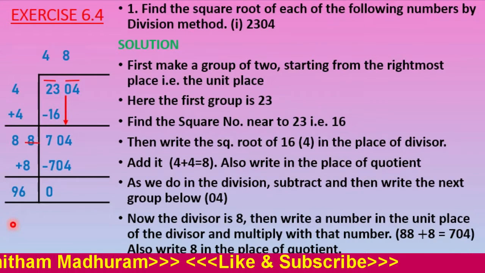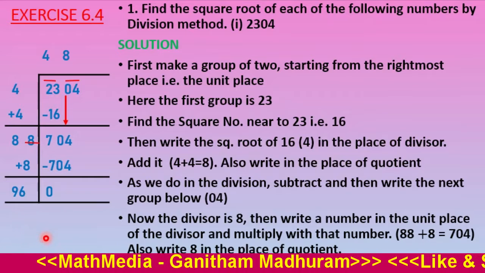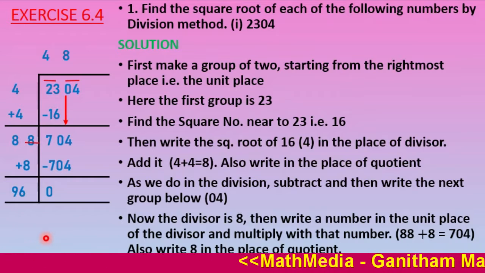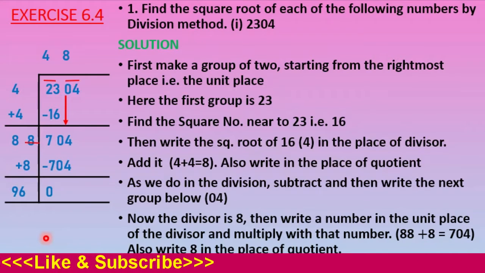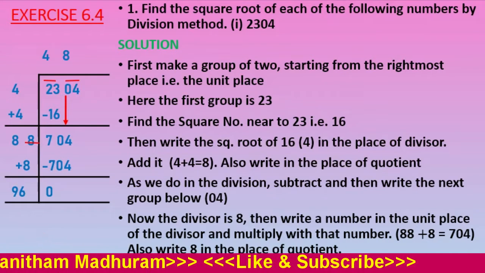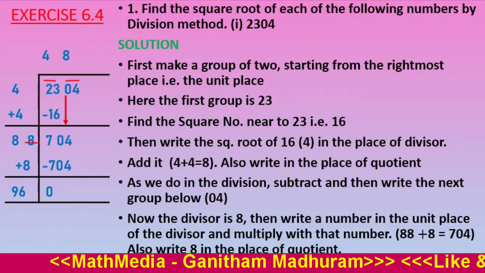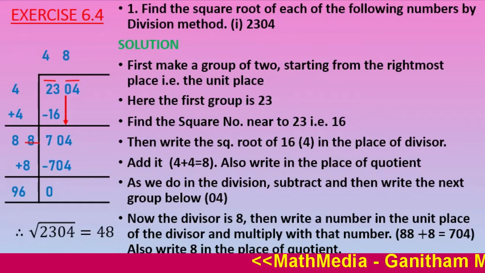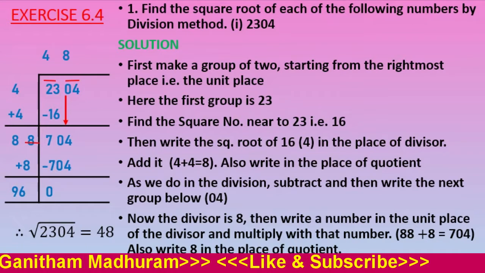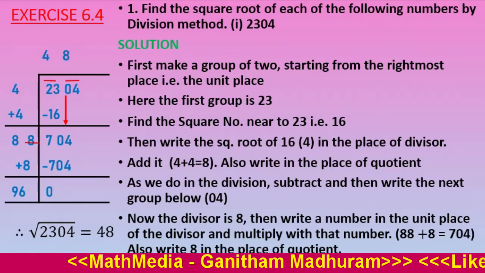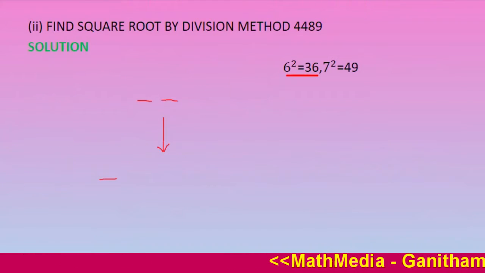Is it clear, this method? So we can write down the square root of 2304 is 48. Hope you understood this sum properly. Let's move to the next one. Those who are not able to understand, we can see to the next one.